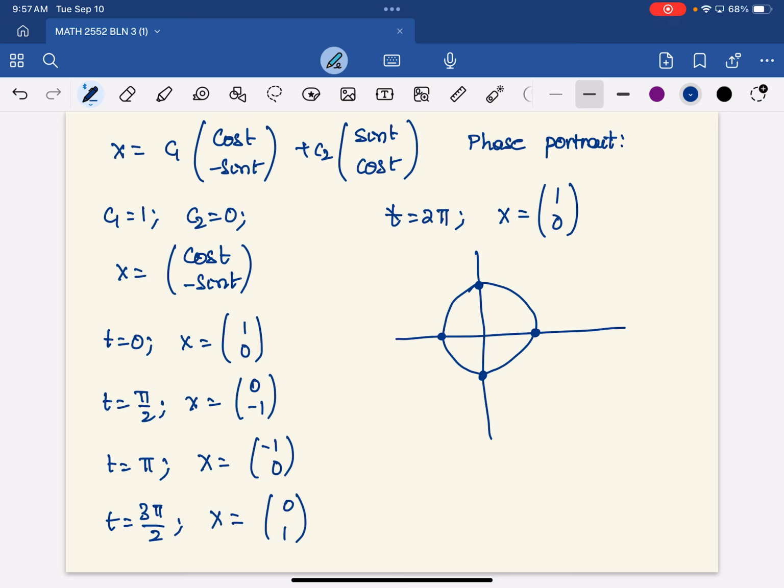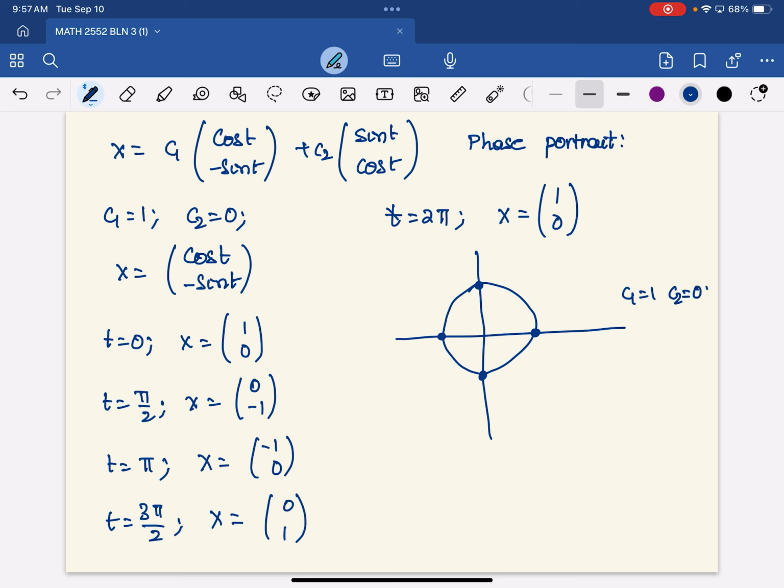It is not surprising because my solution has cosine and sine. Cosine and sine are periodic with period 2 pi. So that means the solution repeats itself after a certain amount of time. And it's not a surprise that my phase portrait is also repeating itself after a certain amount of time. Are you with me on that? This is when C1 equals 1 and C2 equals 0.